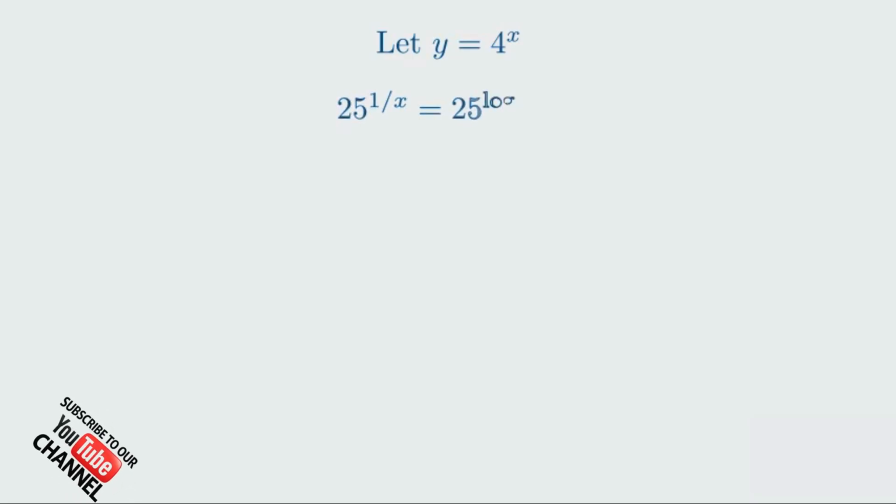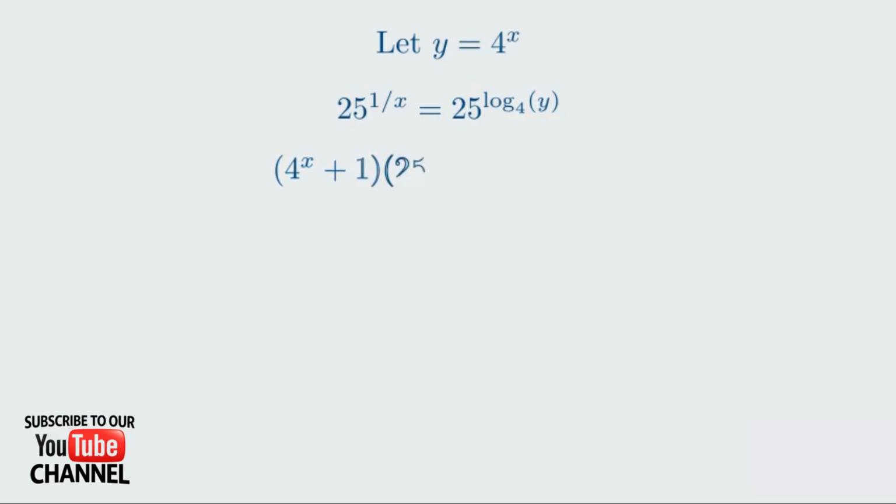Let's make a single substitution. Let y equal 4 to the x. This means 1 over x is log base 4 of y. Then the term 25 to the 1 over x becomes 25 to the power of log base 4 of y. Now, let's substitute this back into our equation, but in its factored form. Our factored form was a plus 1 times b plus 1 equals 102. We are substituting for a and b.